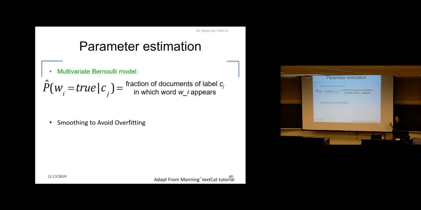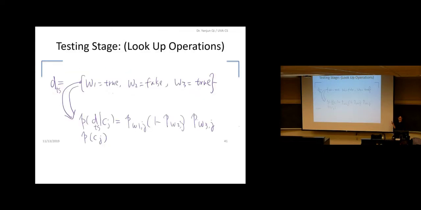All right, so now how do you estimate for a specific word, conditioned on a specific class? You just take the fraction of documents with label Cj in which the word appears. So those documents have the word w and their label is Cj, and the denominator is the number of documents with label Cj in your training data. And then when a new document comes in at the testing stage, how do you do it? You should also know this very clearly. It's really a lookup operation, right?